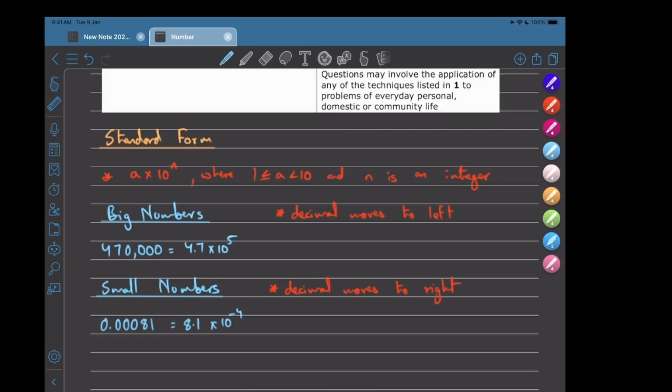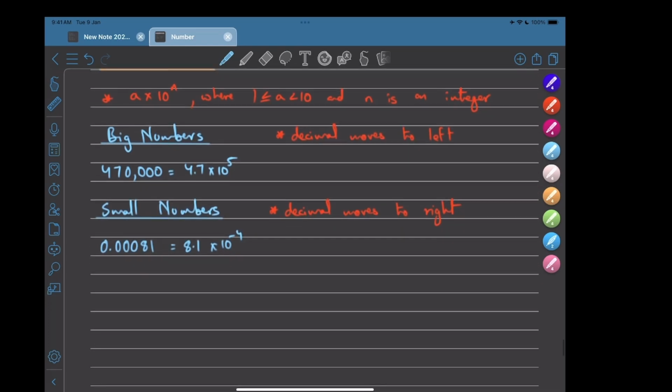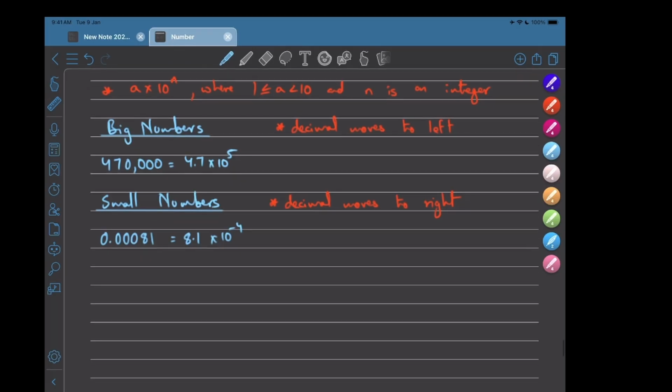All right, and then n is an integer, which is the power. When I say integer, it can be a negative value as well. Now big numbers. When we have a big number and we are converting to standard form, the decimal point moves. Let me write it in a big way so that I can explain it.